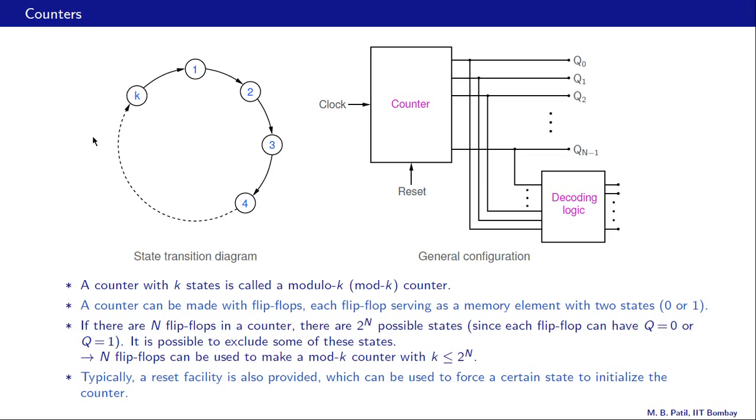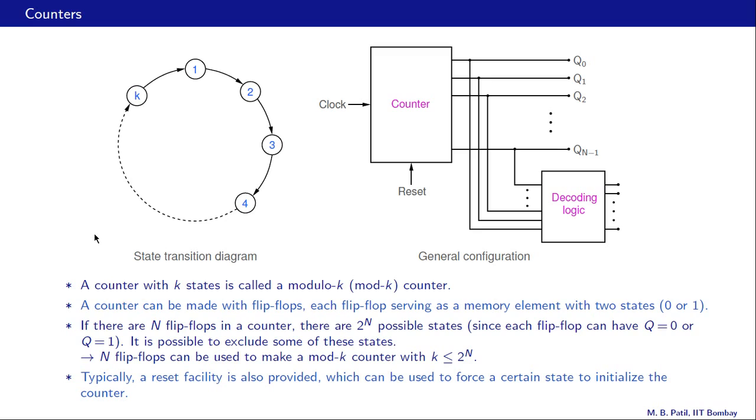Let us now start with counters. Counters are circuits with several states, and in this picture, the state transition diagram, each state is represented by one circle here. This is state 1, this is state 2, state 3, 4, etc. up to K. And after this state, the counter goes back to state 1. And this kind of counter with K states is called a modulo K or mod K counter.